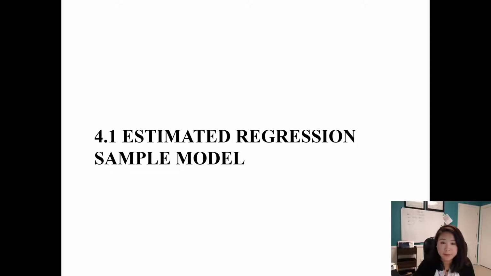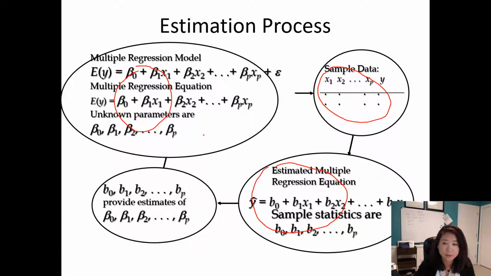So in this video, we're going to look at our first subset under obtaining the regression model, called the estimated regression equation, or estimated regression model. Basically, we try to obtain this model: y hat equals b0 plus b1x1 plus b2x2.